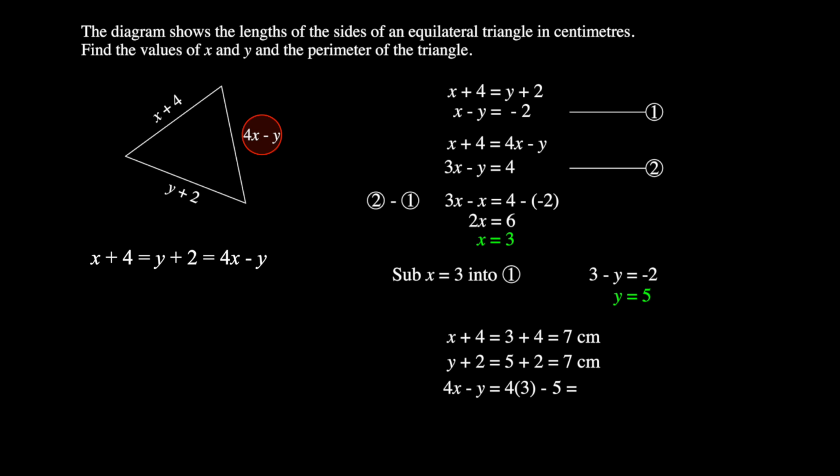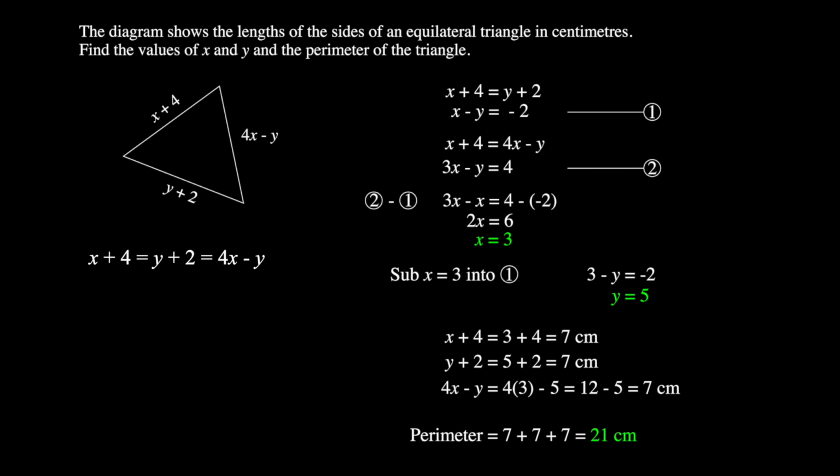So we have 4 lots of 3, subtract 5, which is equal to 12, subtract 5, which is equal to 7. So we know that our values for x and y are correct, and the perimeter of the triangle is 3 lots of 7 centimetres, which is equal to 21 centimetres. So that's our answer. Let's have a look at the second question.